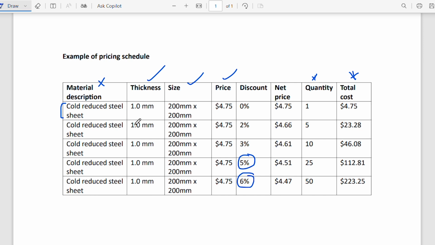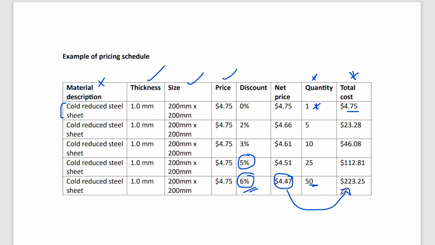But if you look at the discount, you're going to be given a discount depending on how much you buy. For example, if you just buy one, that's how much you pay. But if you buy, in this case, 50, you get a 6% discount, which means that's how much you're paying for each, and that gives you that total. So that's an example of a pricing schedule.